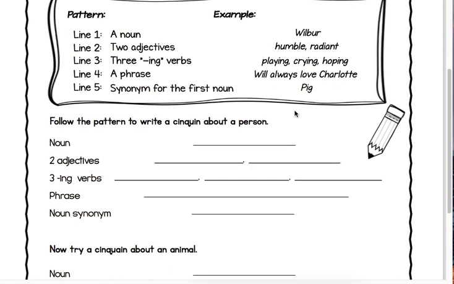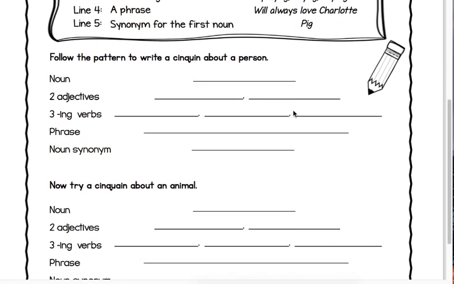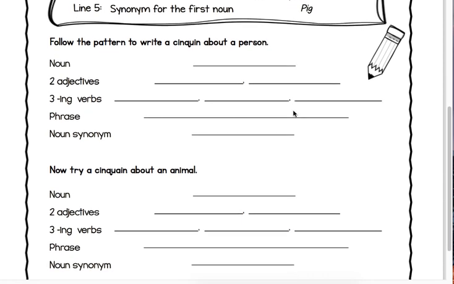So now you're going to write 2 cinquains of your own, first about a person and then about an animal. I'll give you an example for a person. I'm going to use my daughter. I like to use her because I know her real well. Her name is Lizzie. So that's my noun, Lizzie. 2 adjectives that describe her are energetic and enthusiastic. 3 ing verbs that describe Lizzie are running, climbing, and hiking. A phrase. Lizzie loves to be outside.